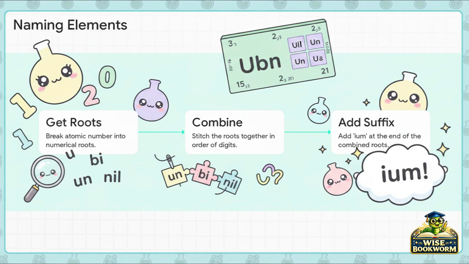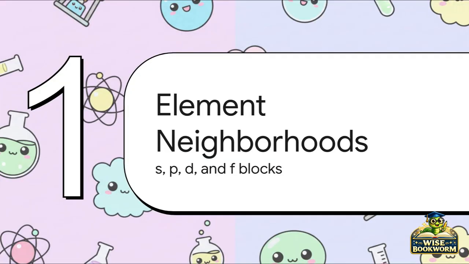Let's take an undiscovered element like 120. 1 is un, 2 is b, and 0 is nil. You stitch them all together, add em at the end, and boom, you get un, b, nil, em. How cool is that? All right, part 4, the element neighborhoods, the S, P, D, and F blocks.